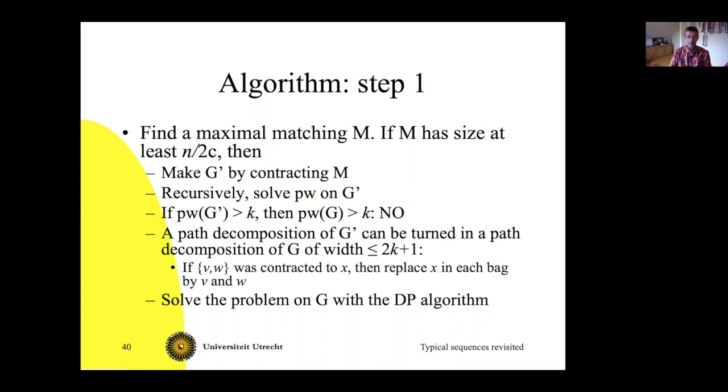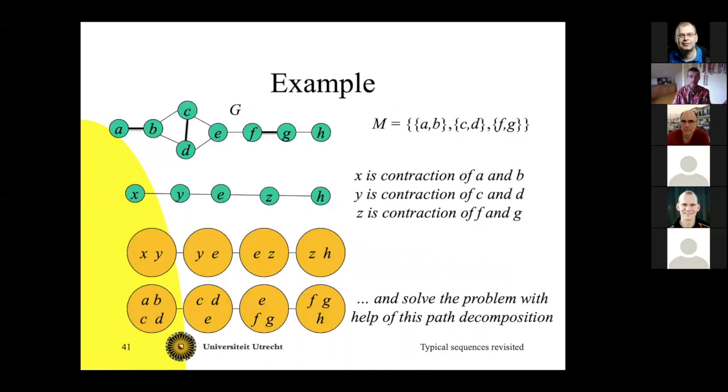Otherwise, I get a path decomposition of this smaller graph, and I can turn it into a path decomposition of the larger graph of width at most 2k plus 1. And then I solve the problem on this larger graph with the dynamic programming algorithm. I have a little example here.